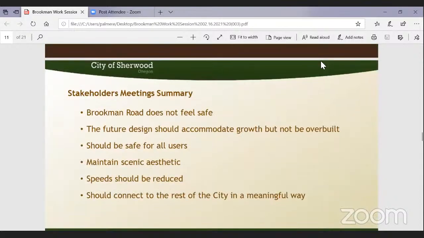So when we met with stakeholders along Brookman in the fall of 2019, what we heard was Brookman Road doesn't feel safe. The future needs to accommodate growth, but not be overbuilt. It needs to maintain its scenic aesthetic. Speeds should be reduced, and it should connect the city in a meaningful way.